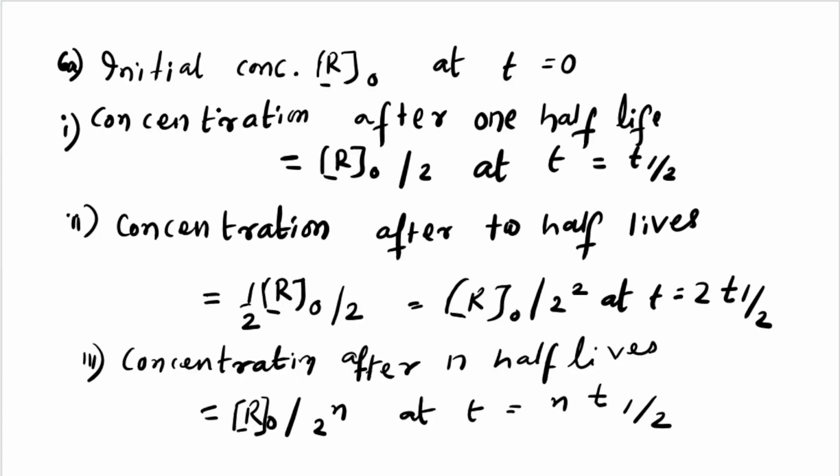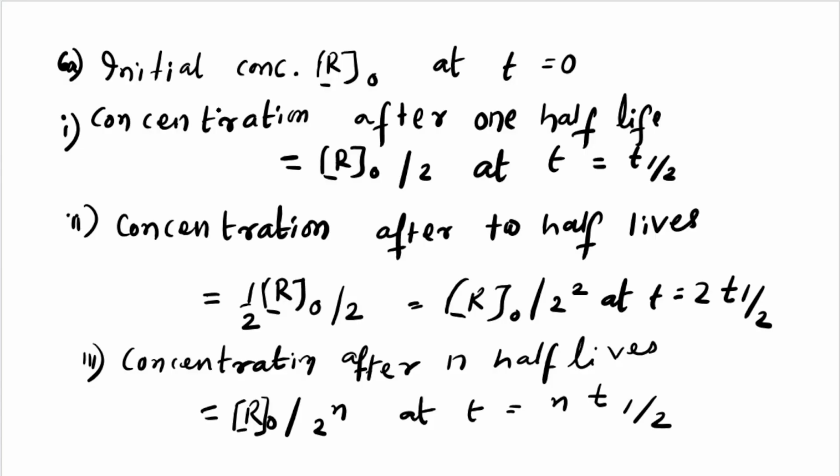At t equal to t half, that is called one half-life. T half means one half-life. Then what is the formula? R0 by 2. If the concentration is after 2 half-lives, here that is 2 t half.